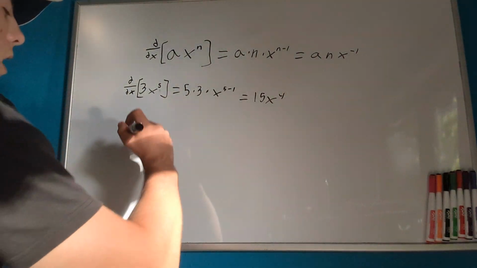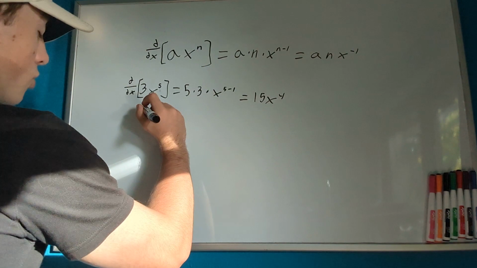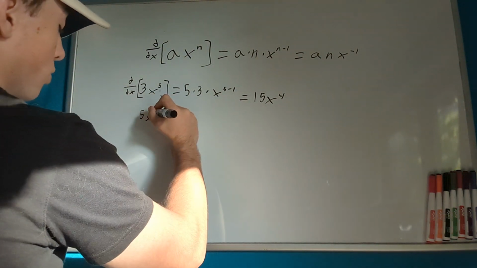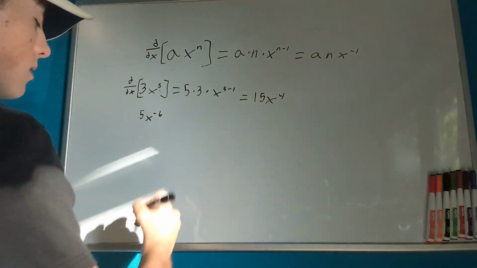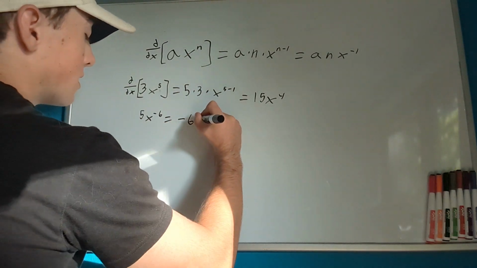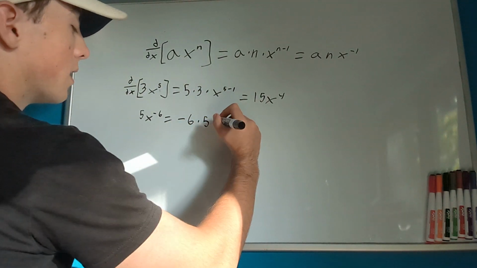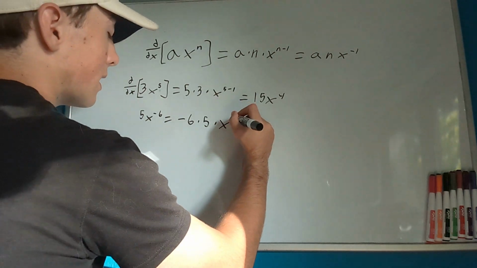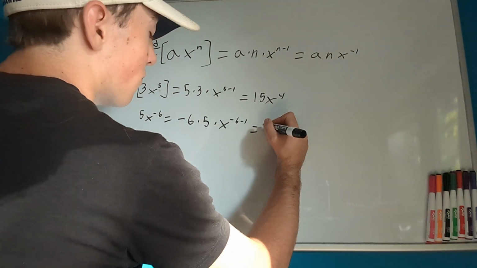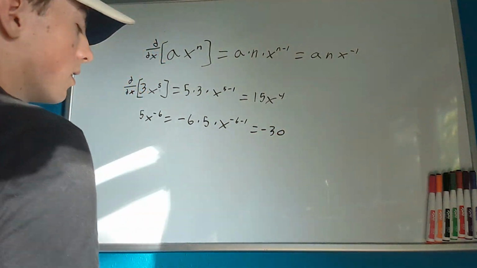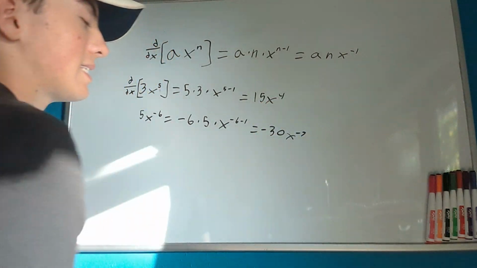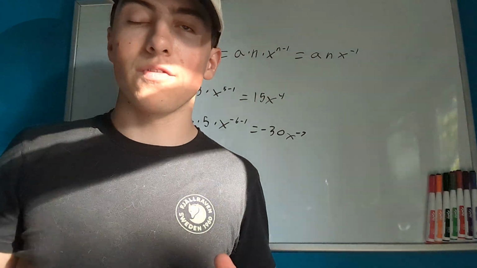Okay, let's do another one. Let's do 5x to the negative 6. Okay, this equals, well, we take down the negative 6, we get negative 6 times 5 times x to the negative 6 minus 1. Well, negative 6 times 5 is negative 30, times x, negative 6 minus 1 is negative 7. So here's our derivative for that.